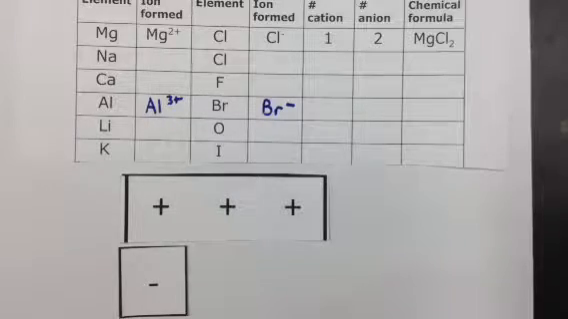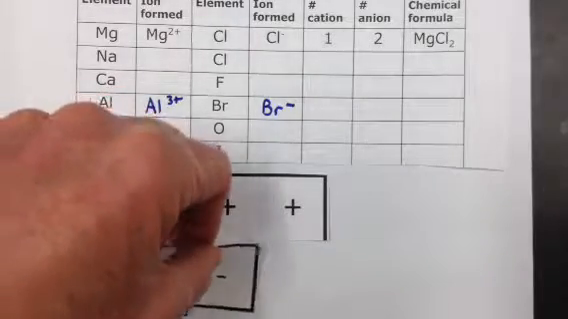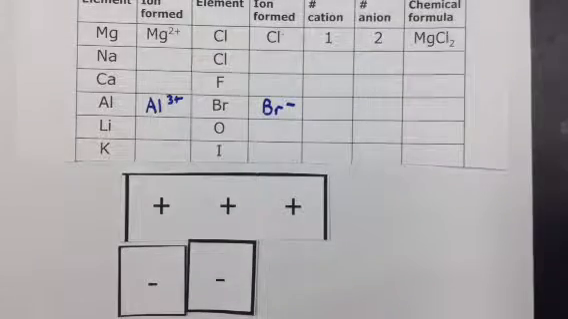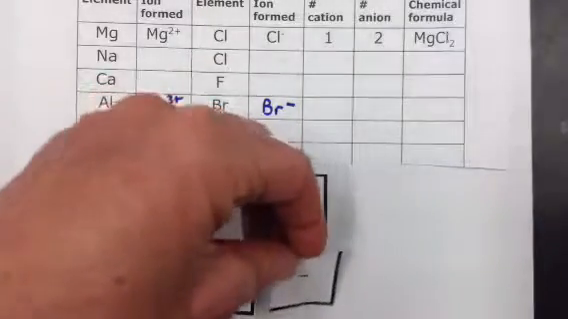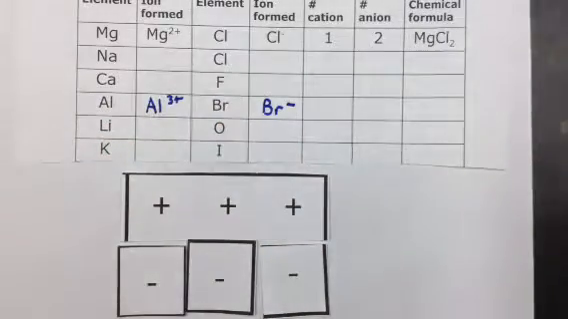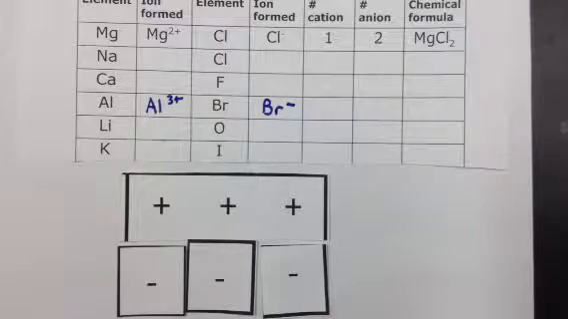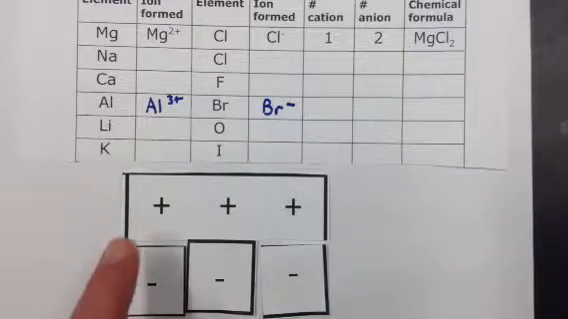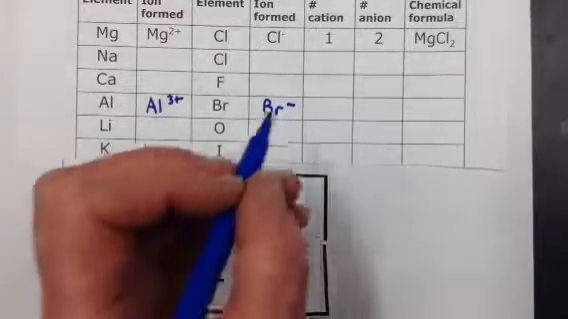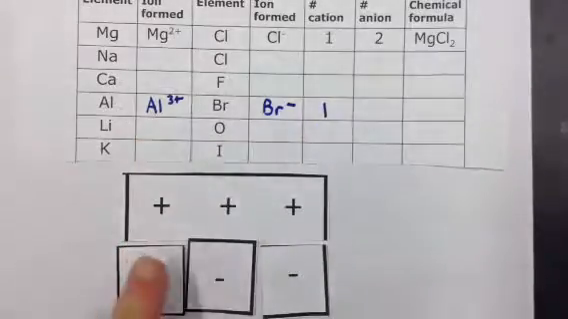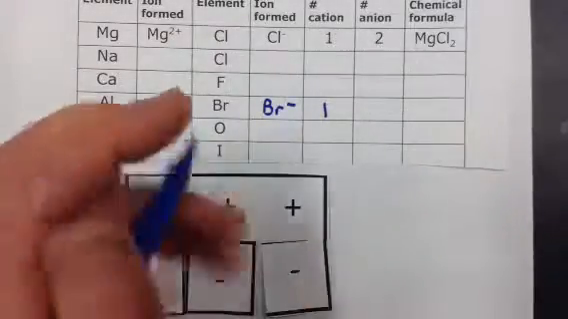1 is just not enough. 2 negative charges, 2 bromine atoms. Still not enough to balance it out to make an overall neutral compound. And we have 3. So in order to balance out positive and negatives, we're going to need 1 cation, 1 aluminum, and 1, 2, 3 anions.